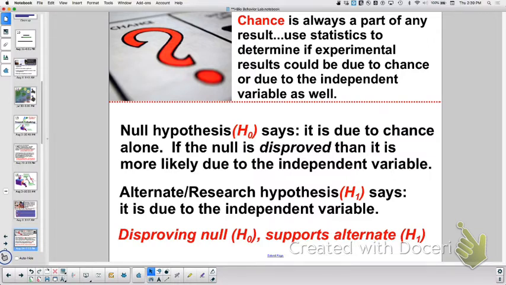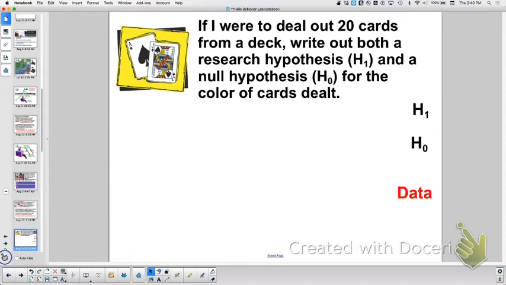So what we need to do is more than a feeling, okay? We don't just go, I think that's good data, I think that's bad data. We want to statistically analyze our data to see whether we support our hypotheses or not. So is it due to chance or not? So I want to work through a chi-square problem with you with 20 cards.